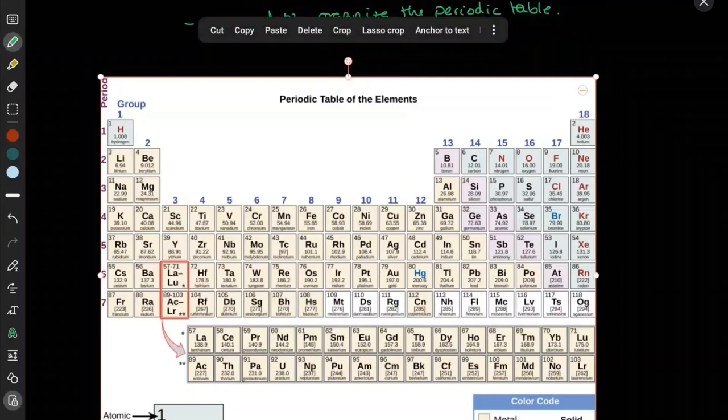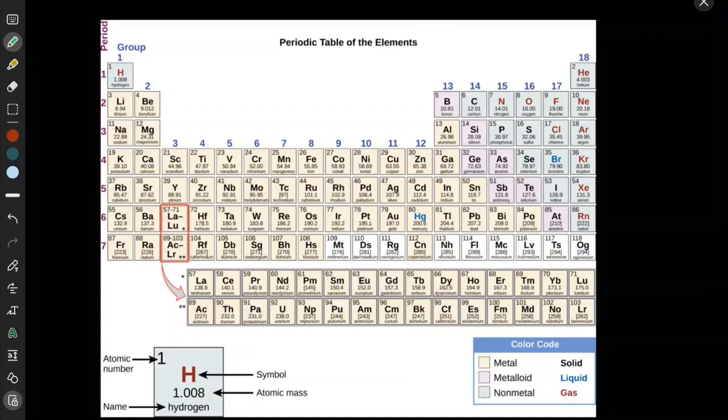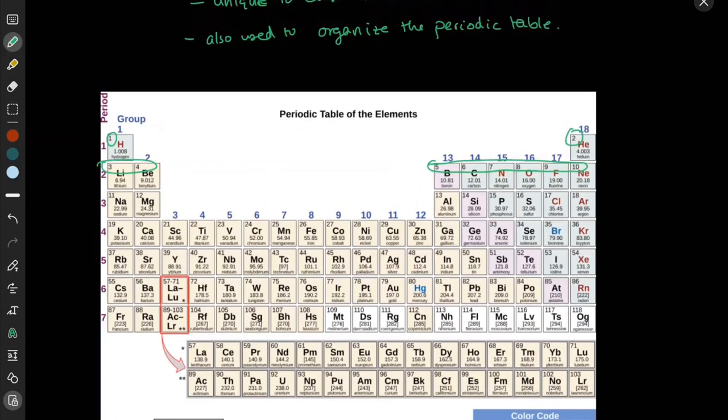Okay, so if you look at the periodic table, which is, again, the periodic table of elements, you notice that it starts off with 1, and it's numerical in ascending order: 2, 3, 4, 5, 6, 7, 8, 9, 10, and so on and so forth. So the periodic table is actually organized based off of the atomic numbers of elements. Now, it also takes into consideration the various properties that these elements have, but one of the main organizational features of the periodic table is the atomic number.